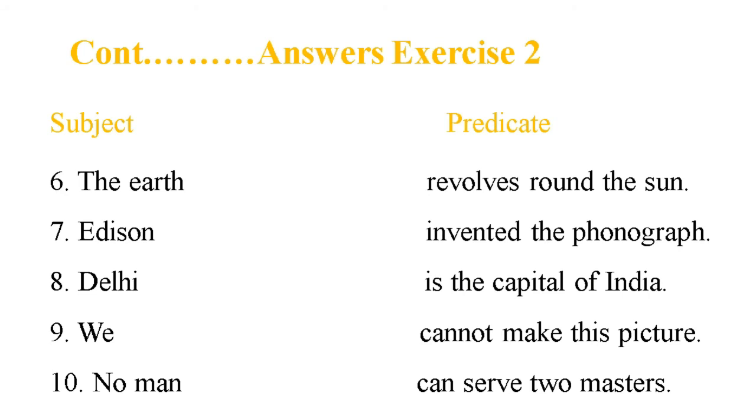Edison invented the phonograph. Edison, we are talking about Edison. So, Edison is the subject. Invented the phonograph is the predicate. Delhi is the capital of India. Delhi is the subject. Is the capital of India is the predicate. We cannot make this picture. We is the subject. Cannot make this picture is the predicate. No man can serve two masters. No man is the subject. Can serve two masters is the predicate.